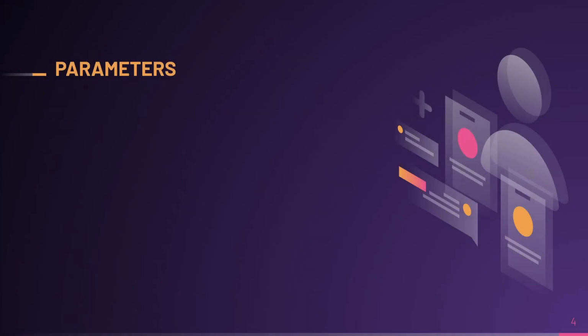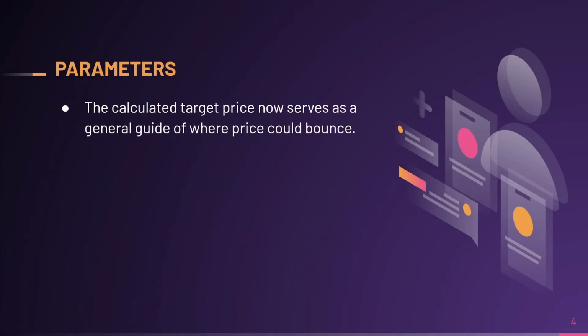Okay? Now, continuation. The calculated target price now serves as a general guide of where price could bounce. Sabi ko nga, kung saan potentially pwede mag-turn yung price. So, kunyari yung piso, di ba? Nagkaroon tayo ng sharp move up, tapos nagpiso, tas nag-correct, then we're looking at 80 cents as a potential area where price could bounce. It doesn't mean na hindi siya magbabounce or magko-correct before that.